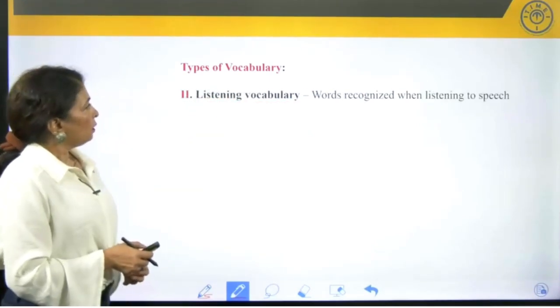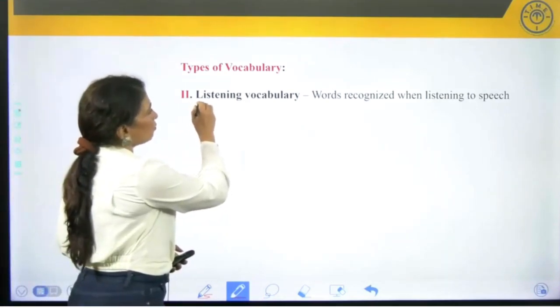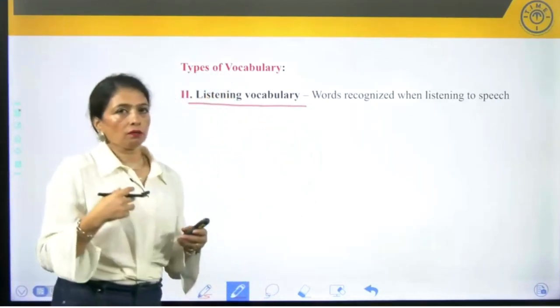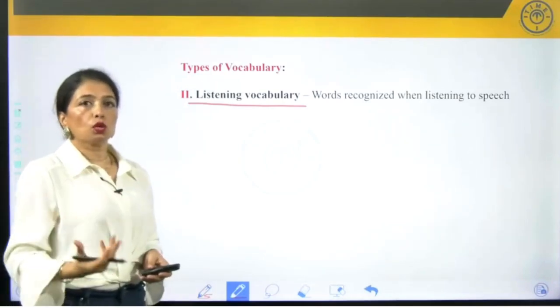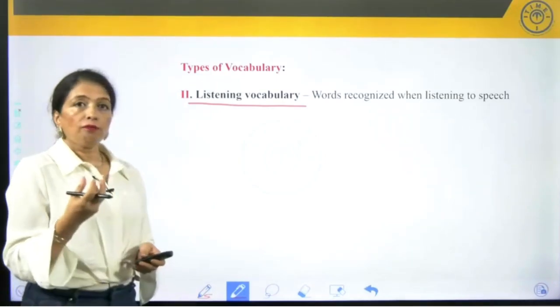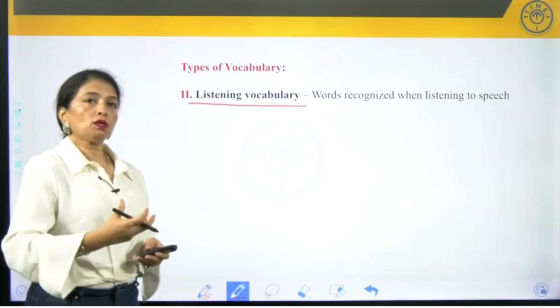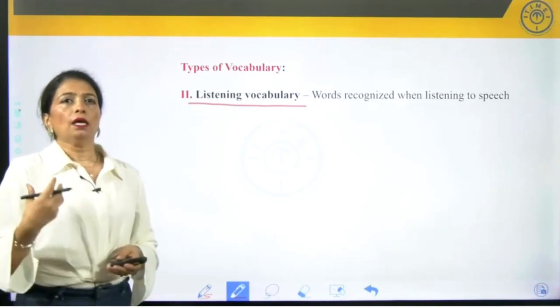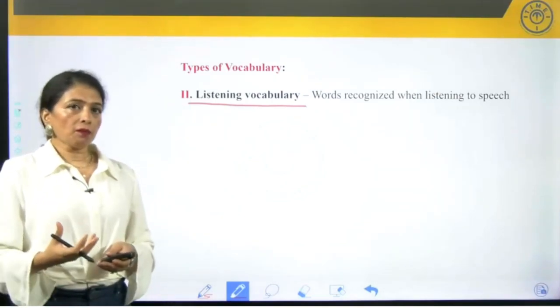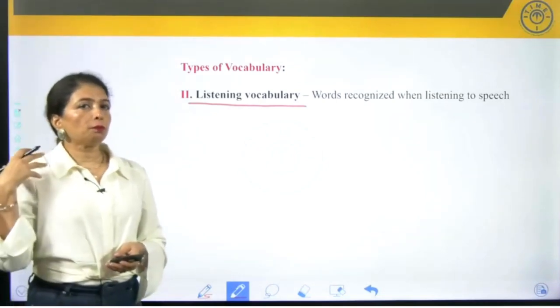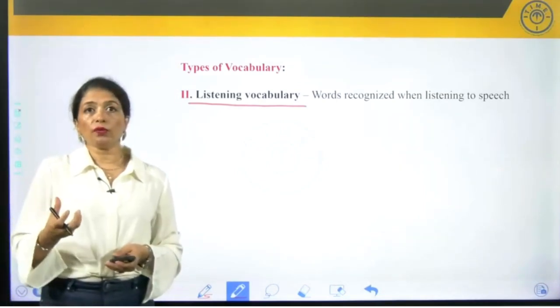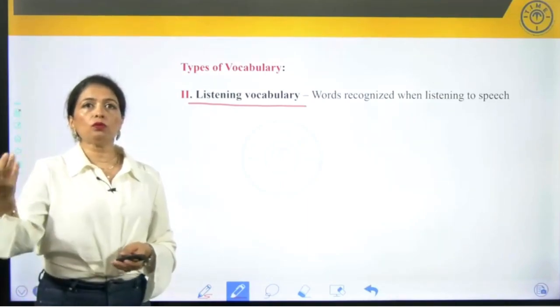Then we come to listening vocabulary. Now, when we are receptive to whatever goes on around us, then we come across so many words because we hear people talking to us, even when we at times have people not talking to us, but because we have the power to listen or hear, we do come across words.